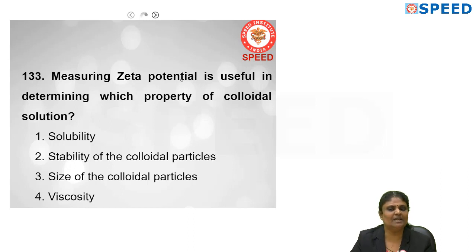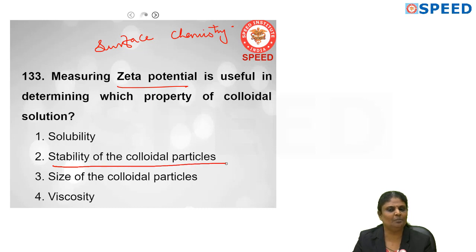So measuring zeta potential is useful in determining which property of colloidal solution? Okay, so solubility, stability of the colloidal particles, size of the colloidal particles, and viscosity. So this question is from surface chemistry. Already that cationic detergent is also from the surface chemistry lesson. This question is also from surface chemistry. That is zeta potential, I think. So the stability of the colloidal particles. Okay, so the measuring of zeta potential is useful in determining the stability of the colloidal particles. So that one is the correct one.